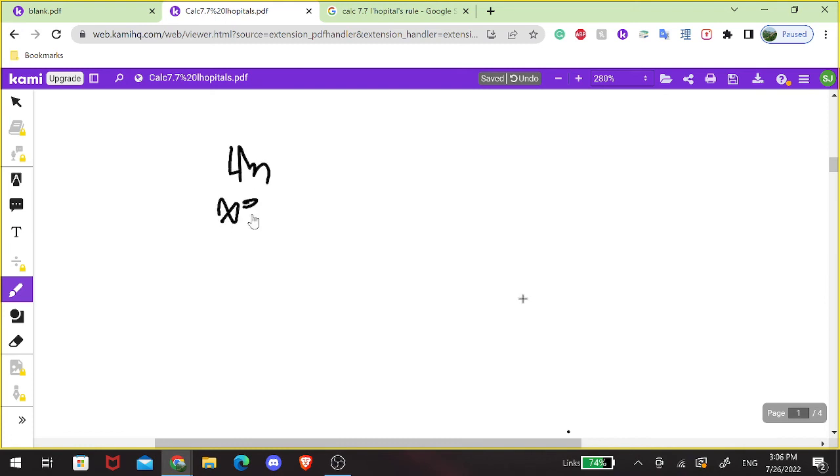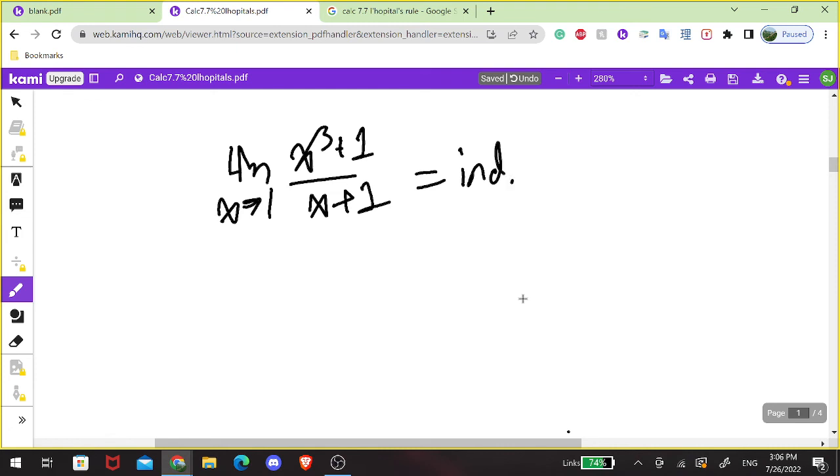The limit as x approaches 1 of (x cubed plus 1) over (x plus 1). Oh, negative 1. It's the limit as x approaches negative 1. From yesterday we learned that this is indeterminate. Negative 1 cubed is negative 1. Negative 1 plus 1 is 0 on top. Negative 1 plus 1 is also 0 on the bottom. So this is indeterminate. That means L'Hopital applies.